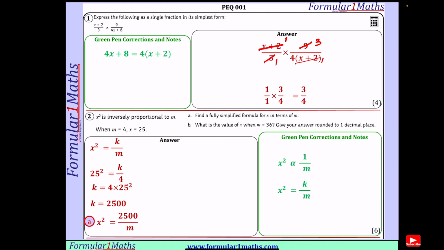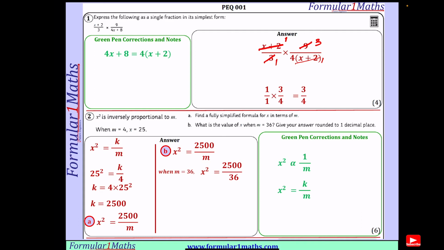Question 2b. We rewrite the equation again, this time with the k replaced by 2,500. In this question, we are told to find the value of x when m is 36. So all we do is replace the value m here with 36. So go ahead and do that, and we get x squared is equal to 2,500 over 36.